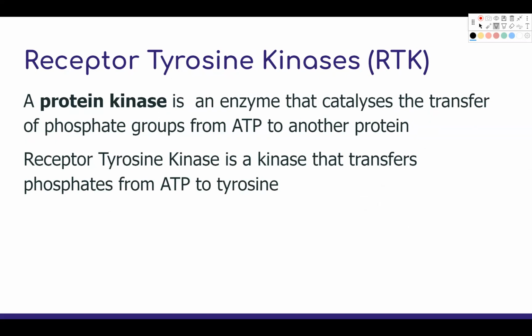A receptor tyrosine kinase is a type of kinase. A protein kinase is just a general term for an enzyme that catalyzes. Remember, enzymes are biological catalysts, so it catalyzes the transfer of phosphate groups from ATP to a protein. So a kinase, just a general kinase.